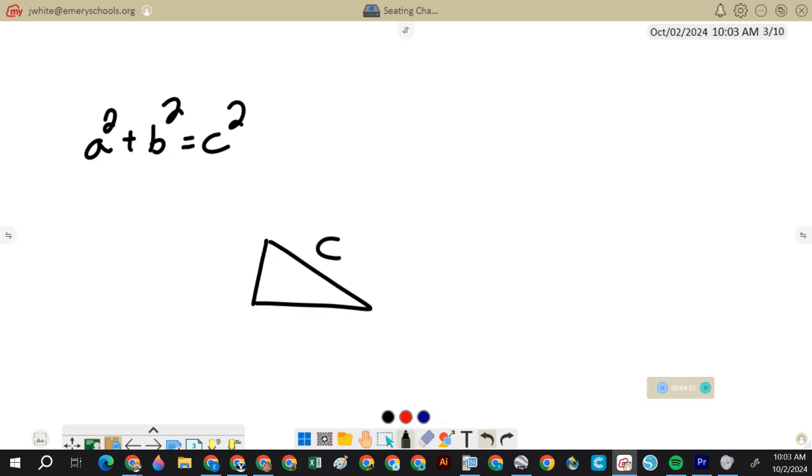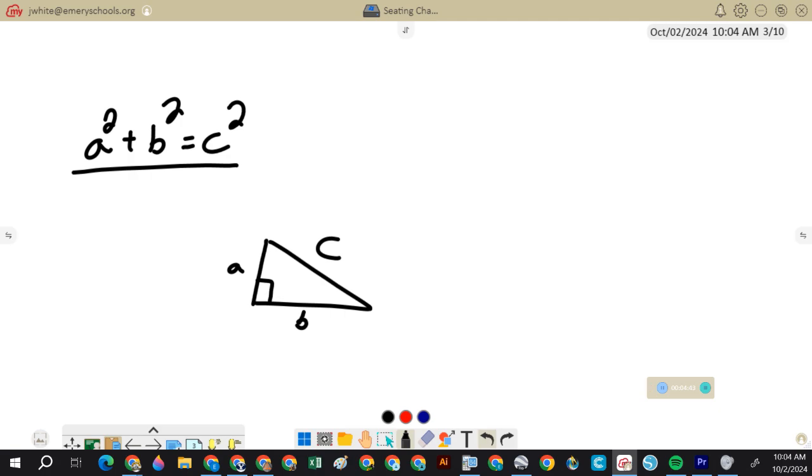So the A and the B are interchangeable. The two sides that are not the hypotenuse are called legs. And I could put A here and B here, or I could switch those. So the legs are the sides that touch the right angle, and the hypotenuse is the side that doesn't, the longest side. So what does this formula actually mean?